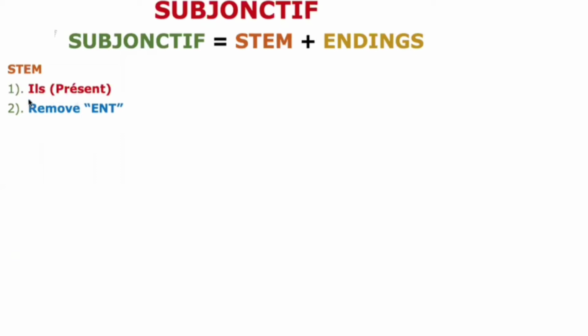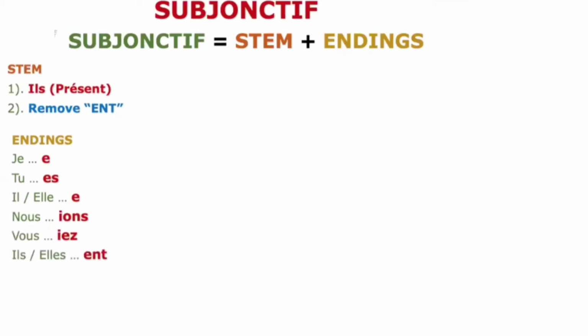So when conjugating the present tense, select ILS and remove ENT, you will get the stems. Okay. Then what are the endings for subjunctive? The endings are: je, e; tu, es; il or elle, e; nous, ions; vous, iez; ils or elles, ent. So this you must remember.